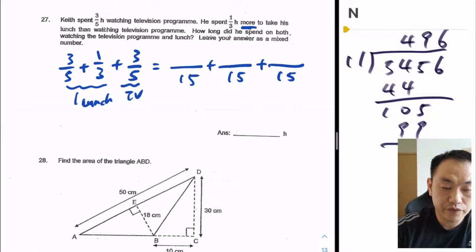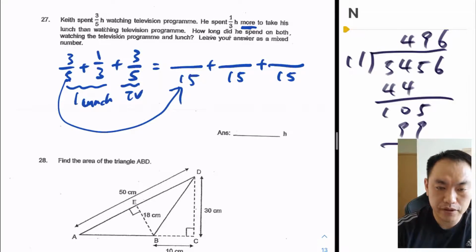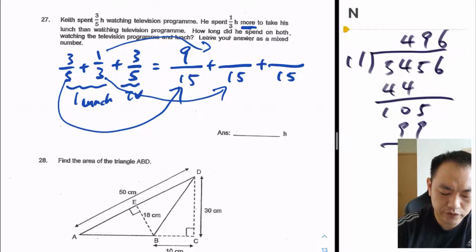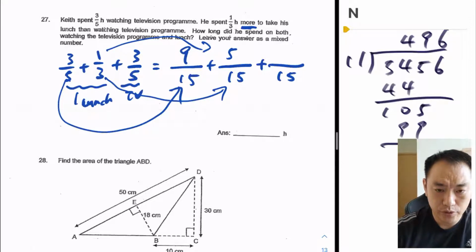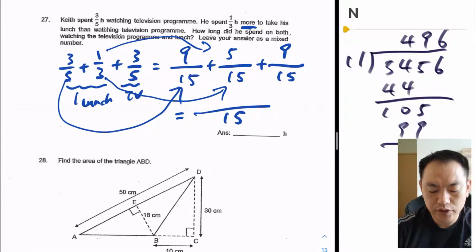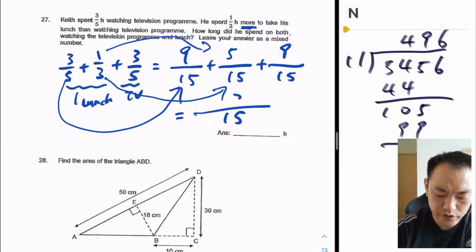From 5 to 15 you times by 3. And whatever you times by 3 at the bottom, you times by 3 at the top. So this will become 3. The 3 becomes 15, you times by 5, so the top you also times by 5. So it will give you a 5. And then the last one, 5 changed to 15, so the top also becomes 3. Then if you add them together, the bottom is the same 15. 3 plus 5 is 8. 8 plus 3 is 11. So in total, it's 11/15.